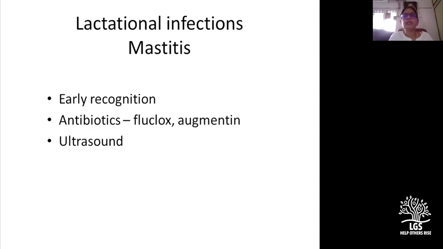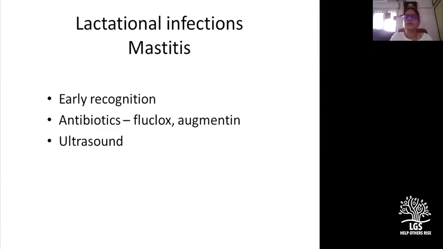And at this point in time, ultrasound may not show any localizing signs like an abscess cavity. There may be a little skin edema and surrounding increased echogenicity in the breast tissue, but it may not actually show any cavity. So treat them with appropriate anti-inflammatory and sometimes early start of antibiotics.